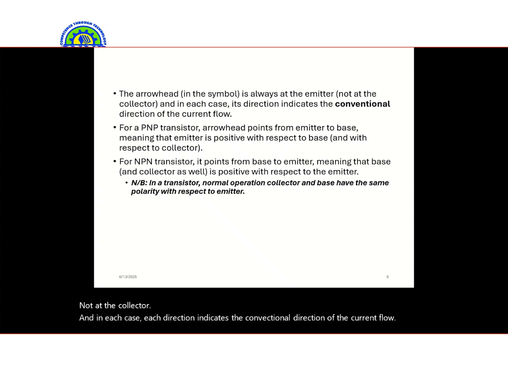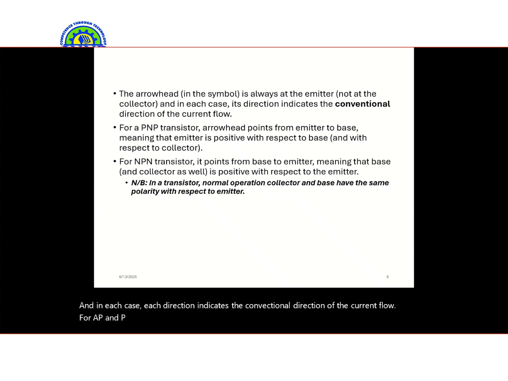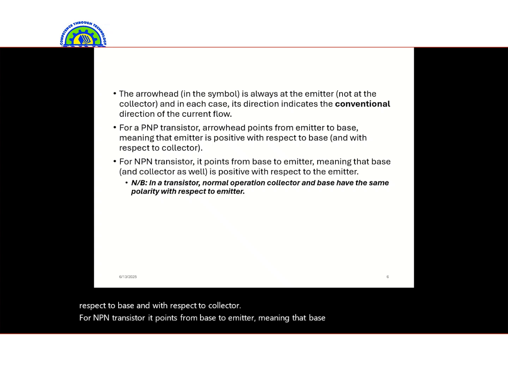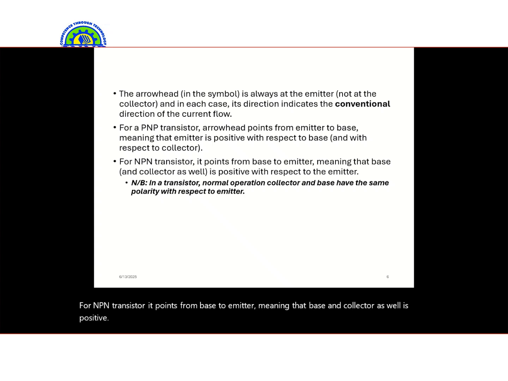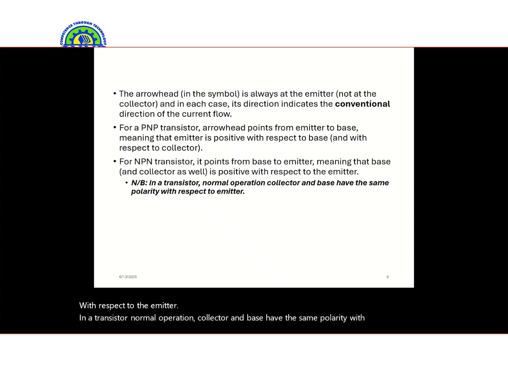For a PNP transistor, the arrow points from emitter to base, meaning that the emitter is positive with respect to base and with respect to collector. For an NPN transistor, it points from base to emitter, meaning that base and collector are positive with respect to the emitter. In normal transistor operation, collector and base have the same polarity with respect to emitter.